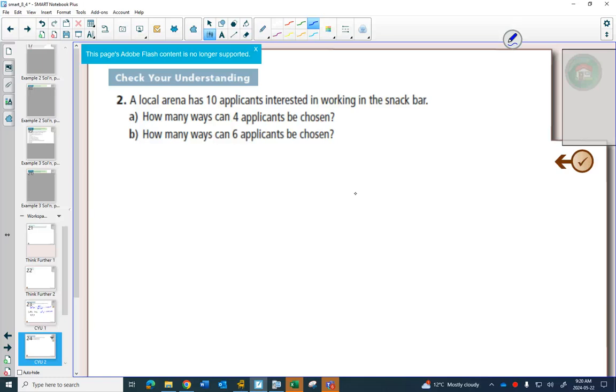A local arena has 10 applicants interested in working in the snack bar. How many ways can 4 applicants be chosen? So sometimes we see this word "chosen." It's a word more often used with combinations.